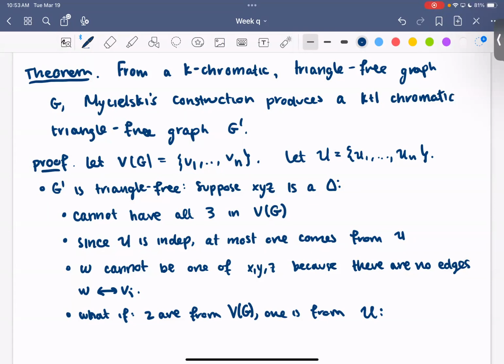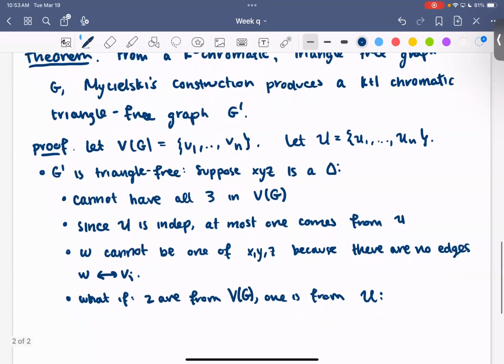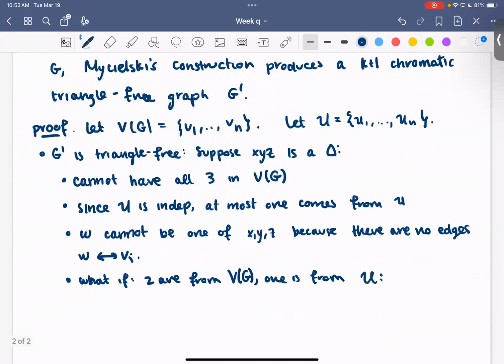U only goes to the neighbors of its counterpart vertex, which can't neighbor each other. There would have been a triangle in the V's. Yeah, exactly. So whichever one came from U, so let's say U sub I is one of these. So U sub I connects to the neighbors of V sub I.